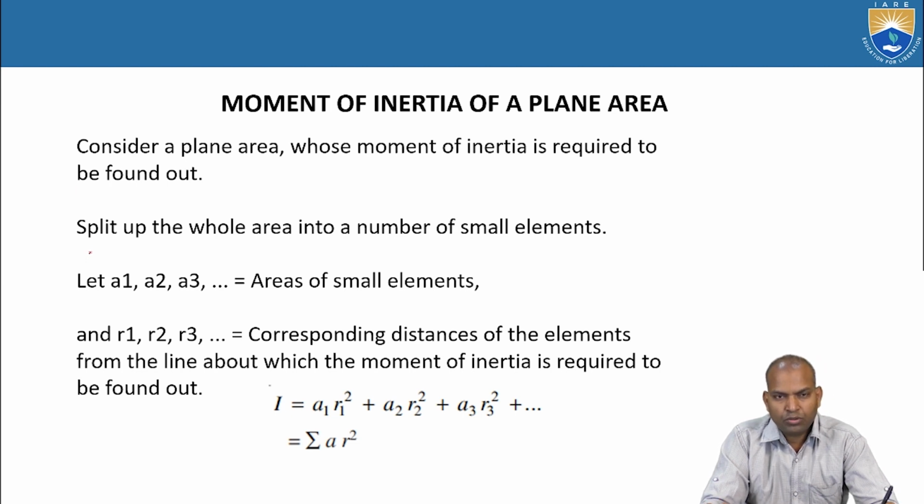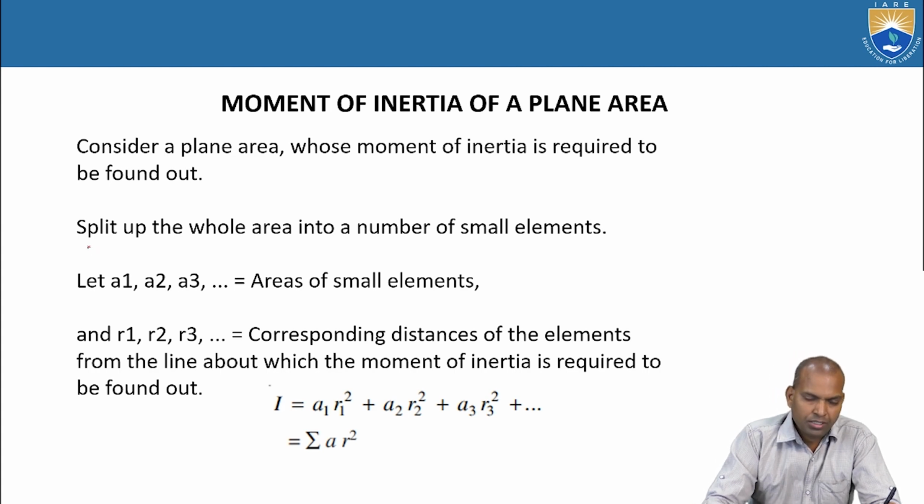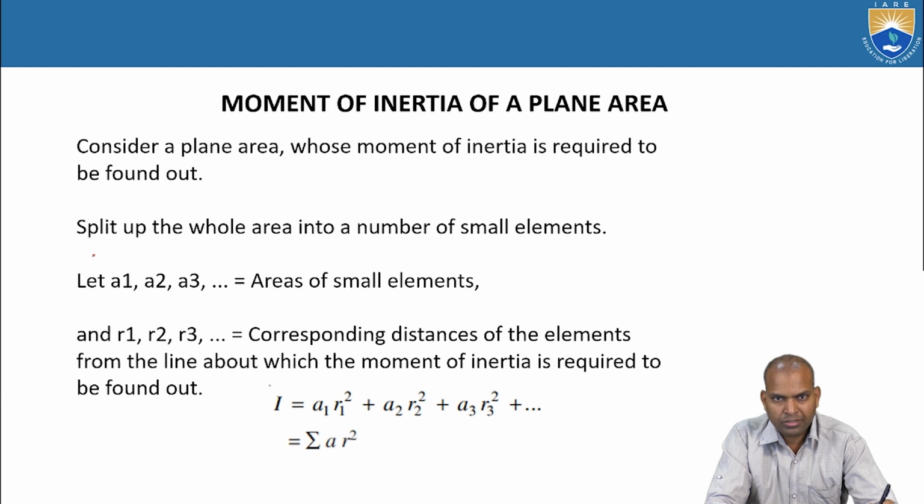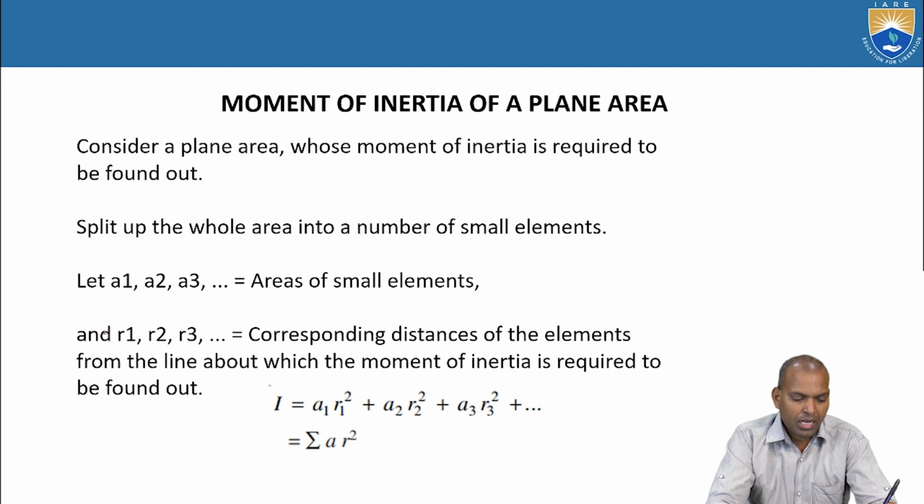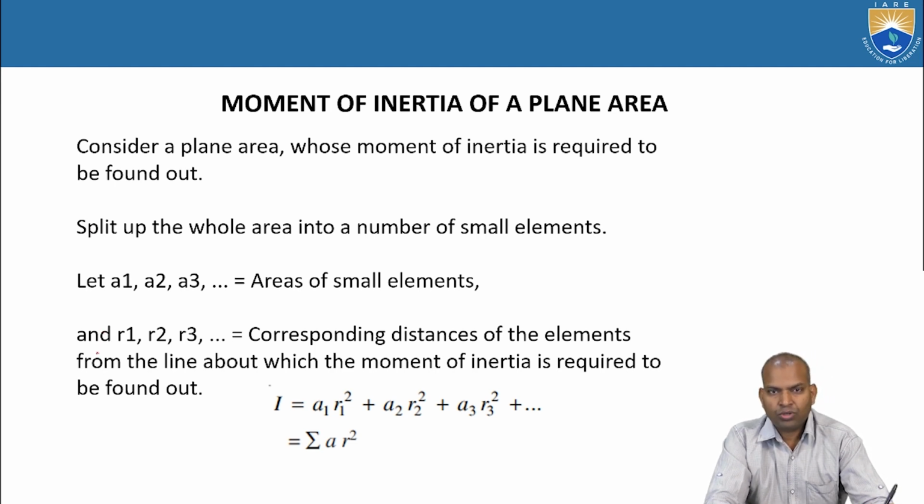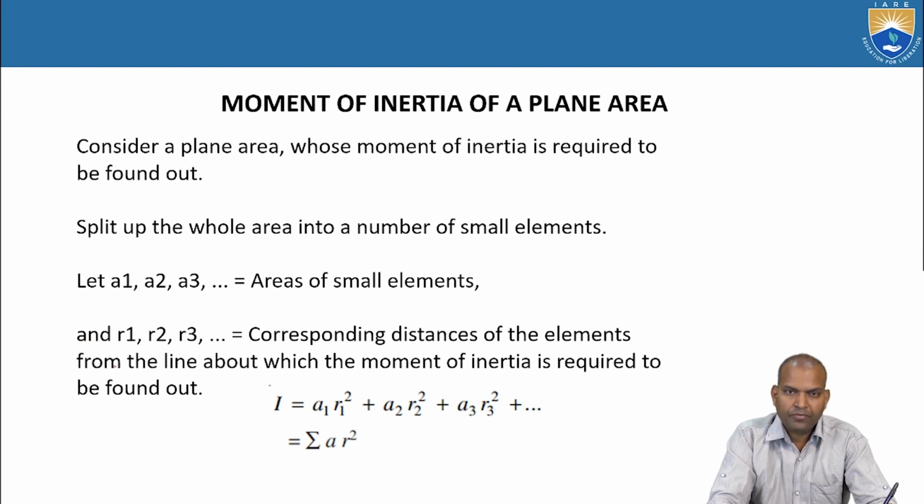Now we split the whole plane area into a number of small elements. The areas of the small elements are denoted as element 1 is A1, element 2 is A2, element 3 is A3, and so on. These are all areas of small elements. And R1, R2, R3 are the corresponding distances of the elements from the line about which the moment of inertia is going to be calculated.